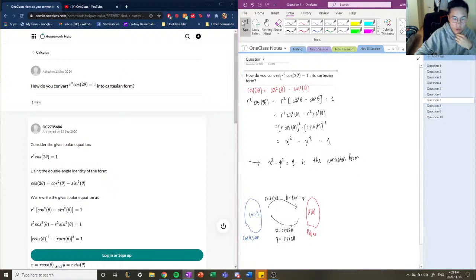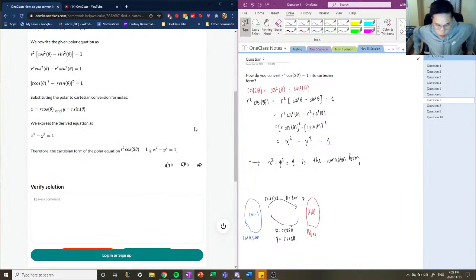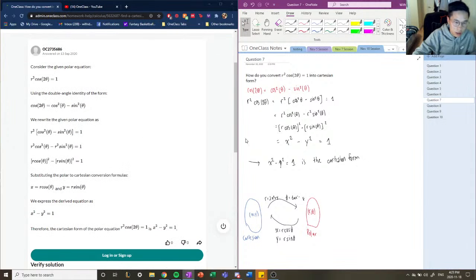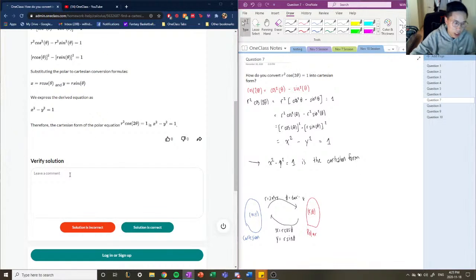So we have converted our polar coordinates back into Cartesian, or rectangular coordinates, I guess you can say. The junior tutor also used the solution that I used. They used a double angle identity to transform this equation, and then they expanded, and then they realized, oh, this equals x and this equals y, so we'll just sub it back in, and we get our derived equation.